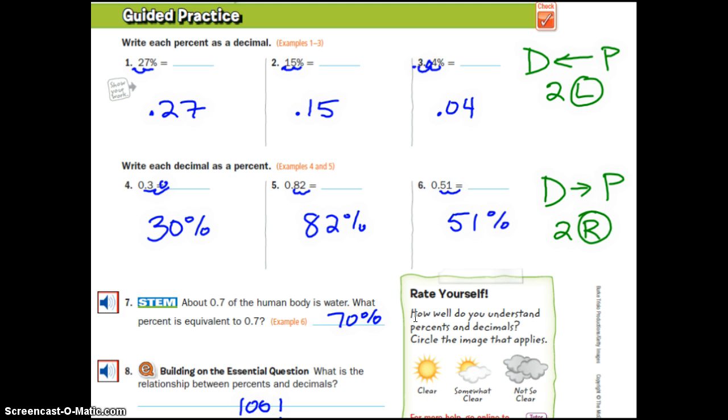So now, about 0.7 of the human body is water. What is that as a percent? 2 bunny hops to the right, and we get 70%. Did you know that your body is mostly water? And then again, the essential question. What is a relationship? The relationship is always about 100. You're either multiplying or dividing by 100. So 100 is the key number to keep in mind.